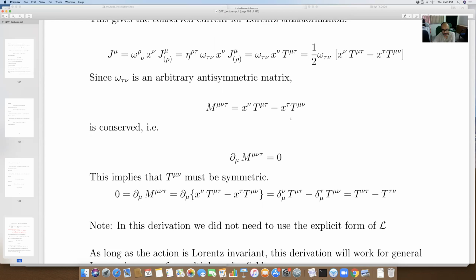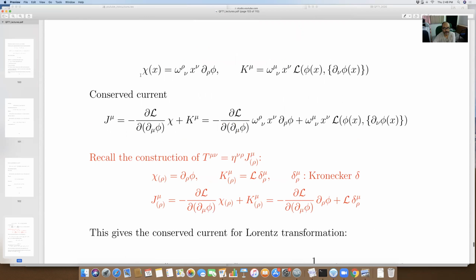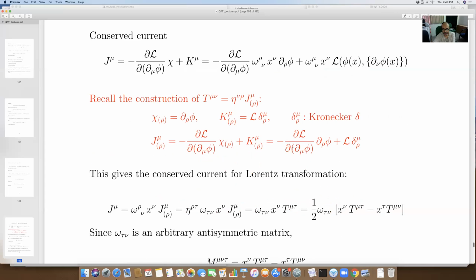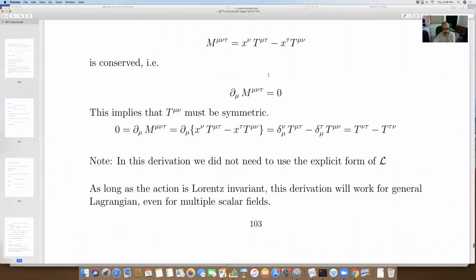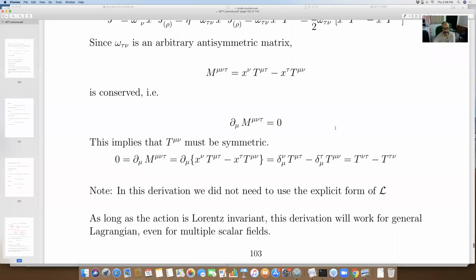We'll see later that it will not be valid for other kinds of fields which are not scalars, because in this derivation we did use the fact that scalars change like this. We'll see that this is not always true. There are some fields for which there will be extra terms in this transformation. But as long as the fields transform like this, and the Lagrangian density transforms like this as a scalar, our derivation goes through. This relation is universal. Is this okay? Are there questions?